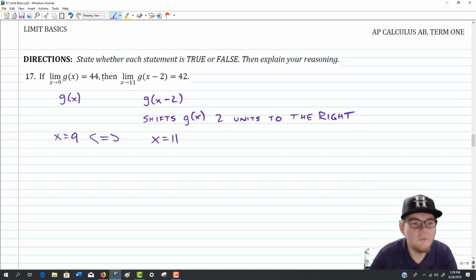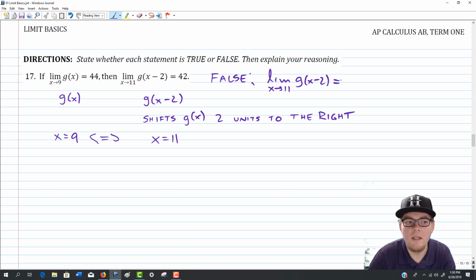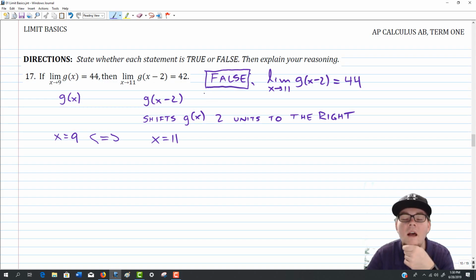So from my end, what this tells me is that if the limit as x goes to 9 of g of x is equal to 44, then when we shift 2 units to the right, the limit as x goes to 11 of g of x minus 2 can't be equal to 42, it has to be equal to 44 also. And what that tells me is that this statement is false. Specifically, our reason is that the limit as x goes to 11 of g of x minus 2 is going to be equal to the exact same limit we had before, which is 44. So that method relies almost completely on limits, on function transformation and parent graphs and thinking about how that works.